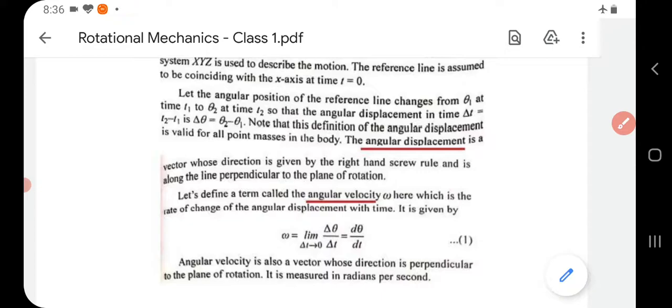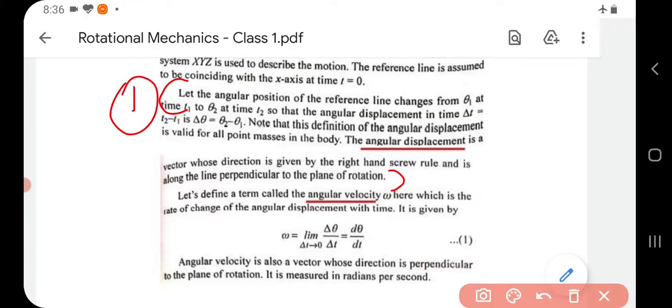Its direction is given by the right hand screw rule, and it is along the line perpendicular to the plane of rotation. Right hand screw rule and thumb rule and all, you might have learned in your 12th standard. So when you are asked to write about angular displacement, you have to write up to this. Okay, first one, angular displacement.